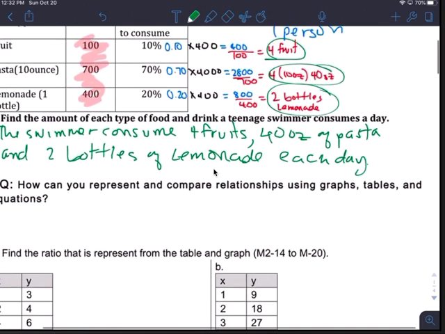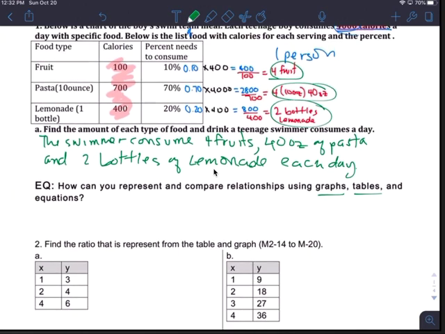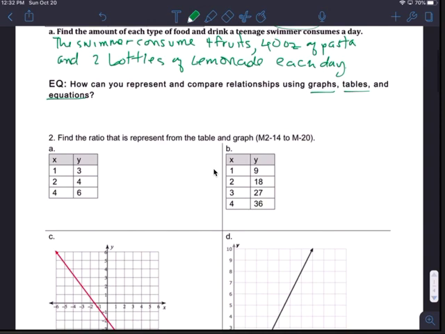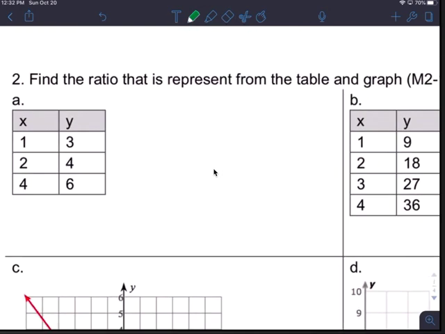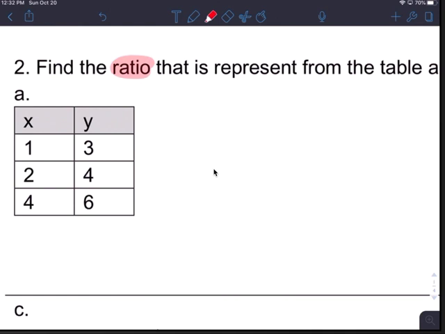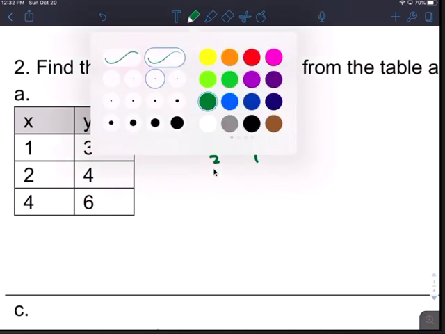Okay, how can you represent and compare graphs, tables, and equations? That's what we're going to learn. Graphs, tables, and equations. First, we can do tables and graphs. Finding the ratio. Ratio is the same thing as slope. So we're going to use y sub 2 minus y sub 1 over x sub 2 minus x sub 1. Notice it's lower at the bottom. They're subs.